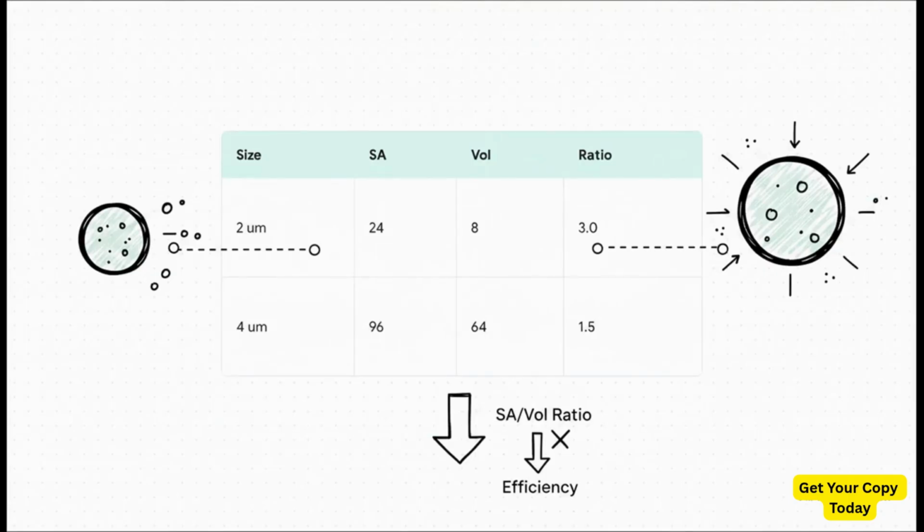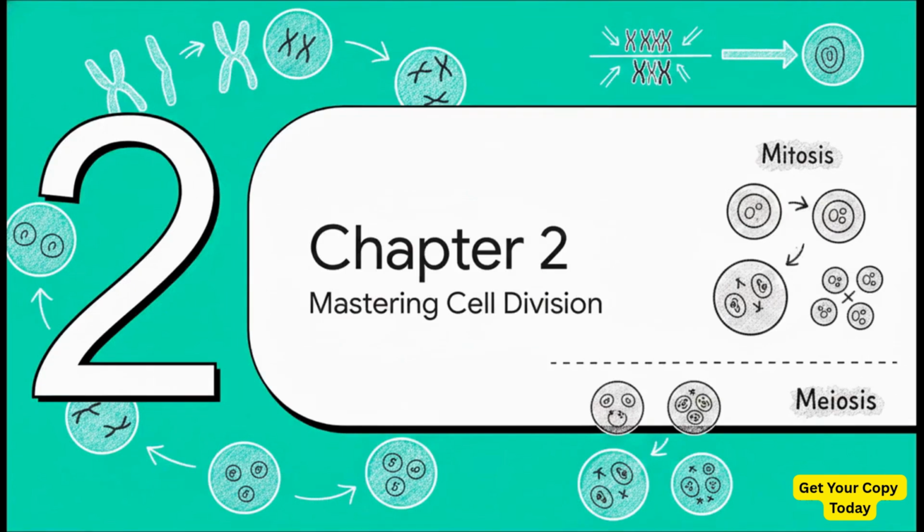For the 2 micrometer cell, your surface area is 24, and the volume is 8, which gives us a ratio of 3.0. But for that 4 micrometer cell, the surface area jumps up to 96, and the volume hits 64, dropping that ratio down to 1.5. And this brilliantly illustrates the core concept. As size increases, the ratio falls. It proves that larger cells exchange materials way less efficiently. And that rule of efficiency transitions us perfectly into Chapter 2, Mastering Cell Division.